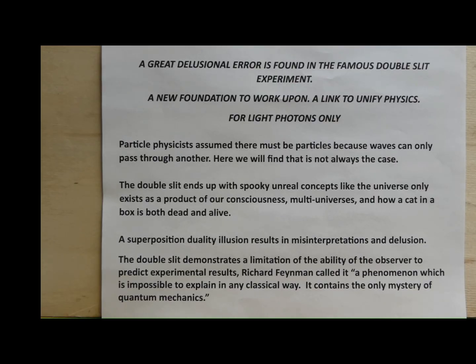The double slit ends up with spooky, unreal concepts like the universe only exists as a product of our consciousness, multi-universes, and how a cat in a box is both dead and alive. A superposition duality illusion results in misinterpretations and delusion. The double slit demonstrates a limitation of the ability of the observer to predict experimental results. Richard Feynman called it a phenomenon which is impossible to explain in any classical way.